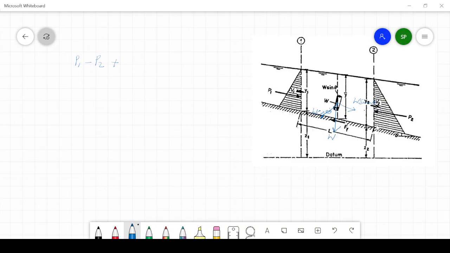So one force is what? Pressure force P1, P2, these two are pressure forces. Next is W sin theta in the flow direction, minus frictional force, because of this weight. This is your frictional force, which is equal to what? Change of momentum. So what is this change of momentum?